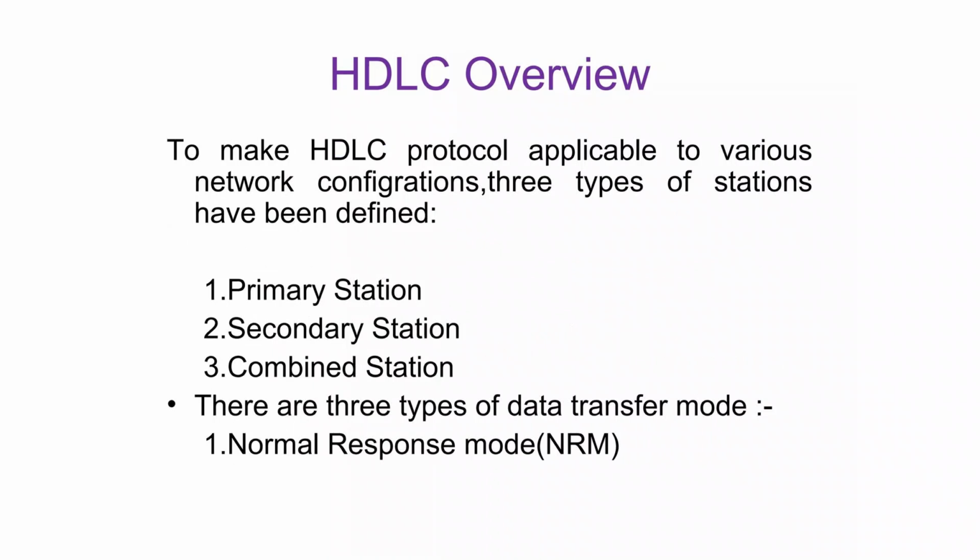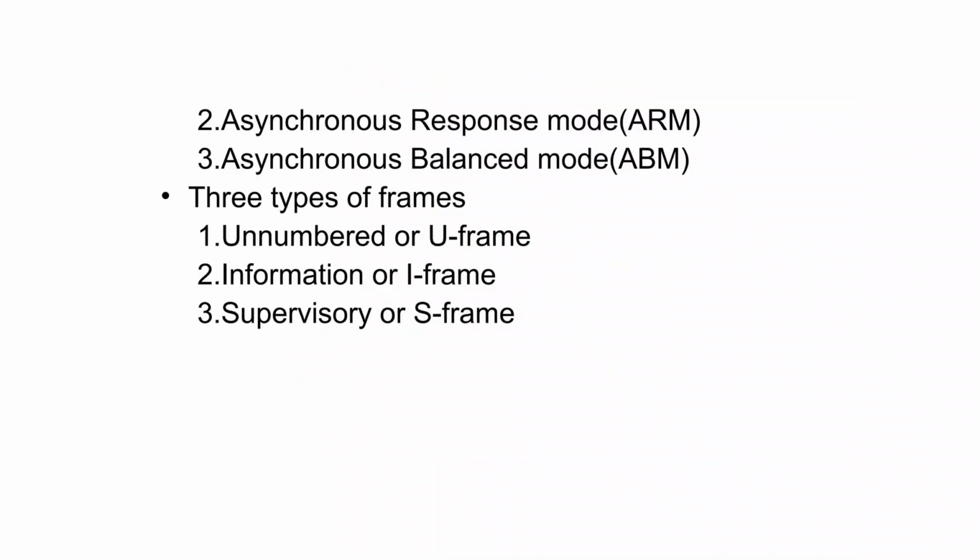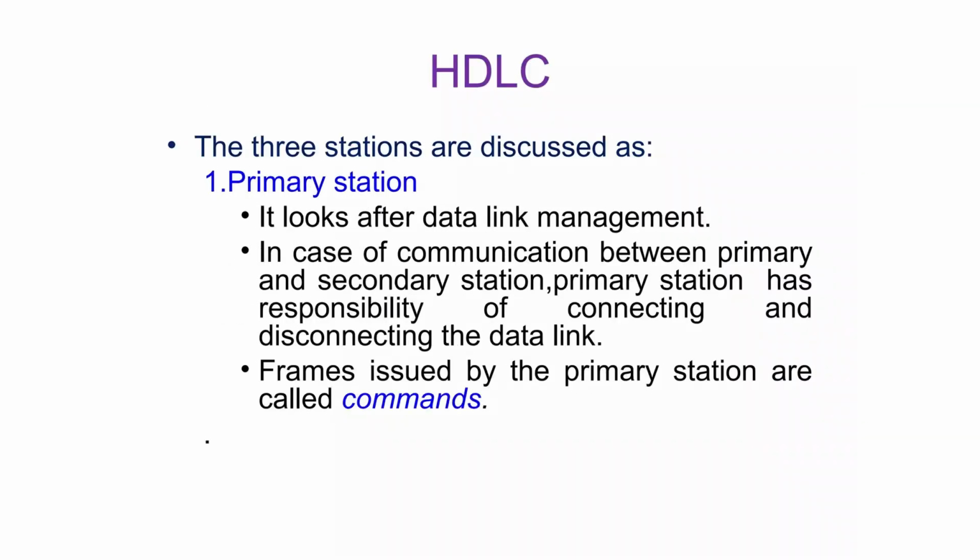And also there are modes available. We can see them one by one: Normal Response Mode, in short NRM, Asynchronous Response Mode, ARM, and Asynchronous Balanced Mode, ABM. And we also have to know that there are three types of frames. One is the U frame, named the unnumbered frame. Another one is the information frame, in short the I frame. And the third one is the supervisory frame, we can also call the S frame. So we have already seen the three stations, right? Now we can see them one by one in depth.